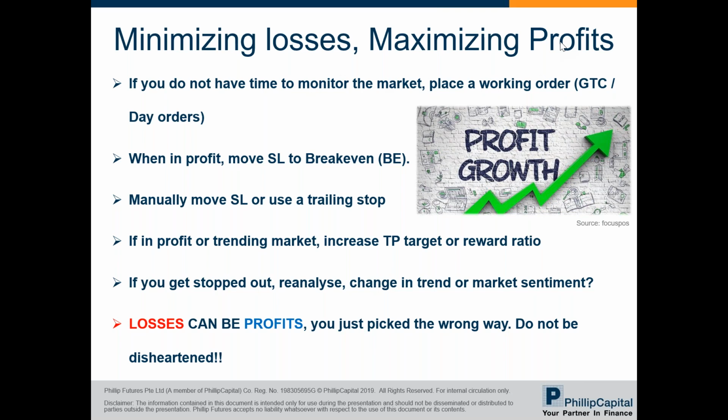So if you're in profit or the market's trending, increase your take profit to increase your reward ratio. As I said earlier, move your take profit higher to allow more profit if the market is in your favor, and this increases your reward ratio. If you get stopped out, reanalyze. Was there a change in trend or market sentiment? Maybe there was a certain chart pattern that reversed the market, or maybe some high impact news came out, and see what went wrong.